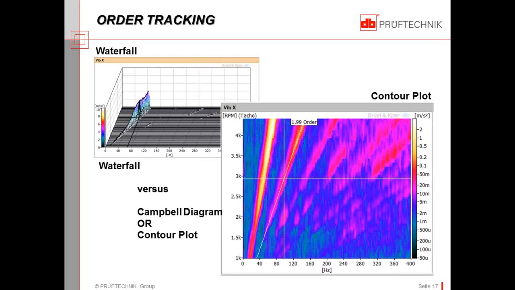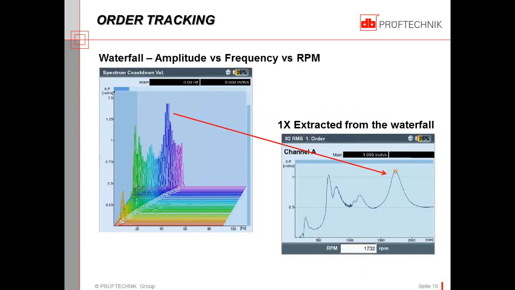And from this basic data, we can derive the 1x amplitude. From the waterfall plot, as we've seen here, we can simply derive the amplitude of the 1x as that profile of the 1x from high speed down to slow roll, and then plot that as a two-dimensional plot, again looking at amplitude versus running speed, RPM.